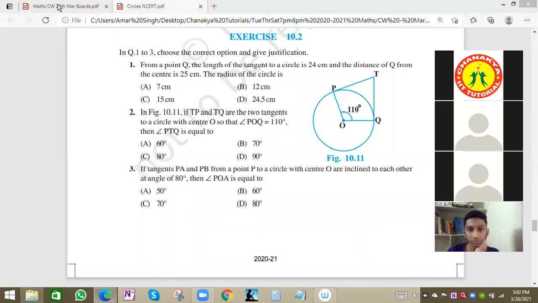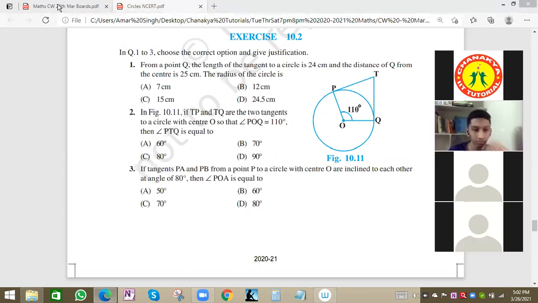Navneet, Ujjwala, Sejal, any question you have a doubt about in exercise 10.2? Which question do you want me to discuss first? Sir, I don't have any doubts, because today this was the homework for all of you: the circle chapter, both exercises 10.1 and 10.2. Which question do you want me to solve from the exercise? 10.1 is over, and 10.2 we have to solve today.